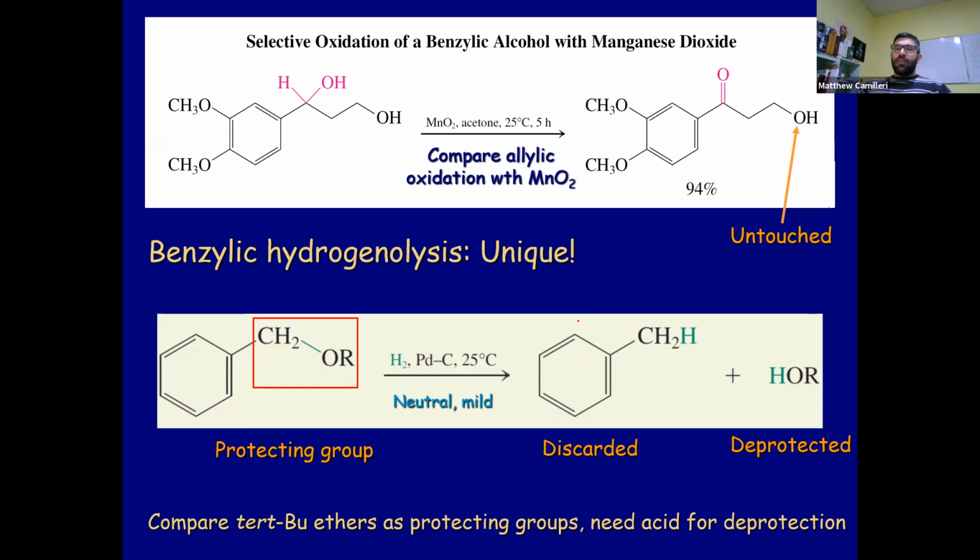Benzylic hydrogenolysis, this is unique to benzylic groups. In fact, a protecting group. Now, protecting group is something.